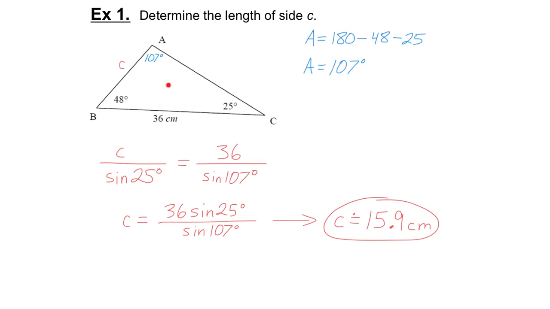Side C matches with sine 25. 36 matches with sine 107. Cross multiply 36 times sine 25, divide by sine 107, you get about 15.9 centimeters.